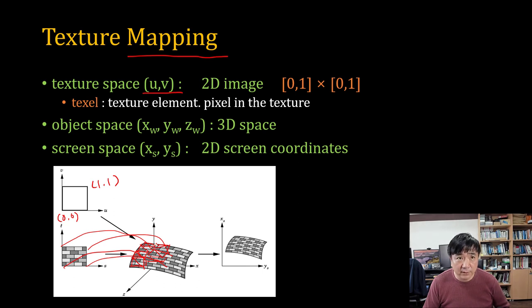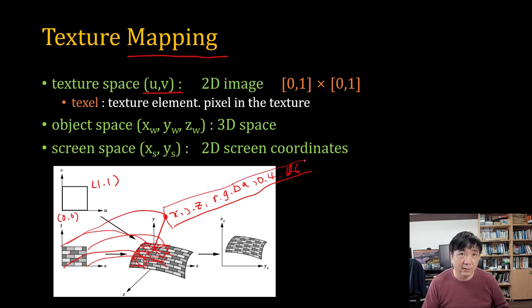This vertex should have information of the texture. So, for example, if this vertex has X, Y, Z coordinates, and some kind of RGB attributes, then it should also have texture information. Oh, my vertex point is here, so UV is 0.4, 0.6. That kind of information should be added to the vertex attributes. So then, it is mapping. Then you can get this result. So another coordinate system should be added.